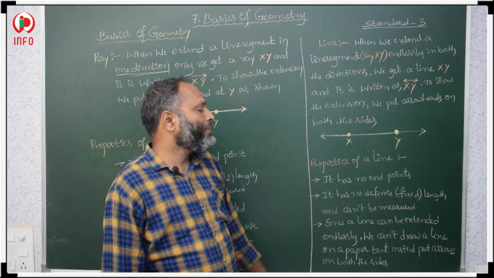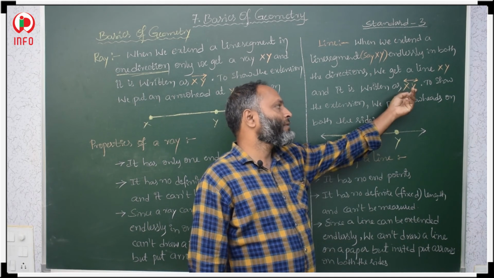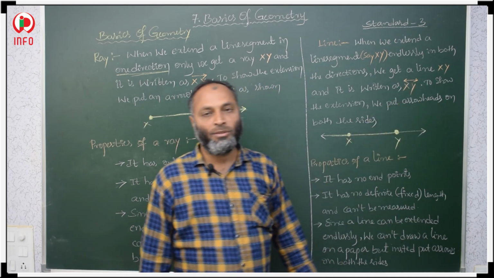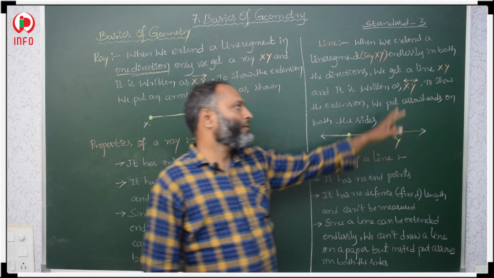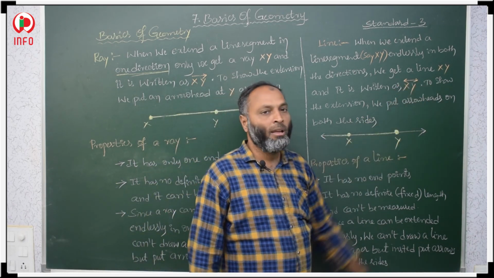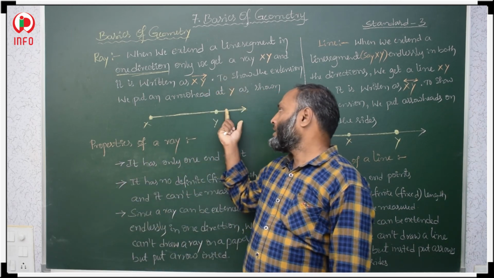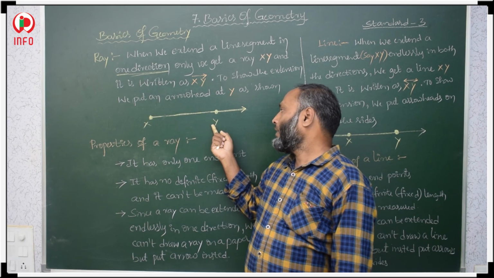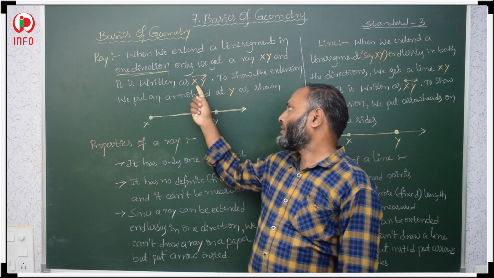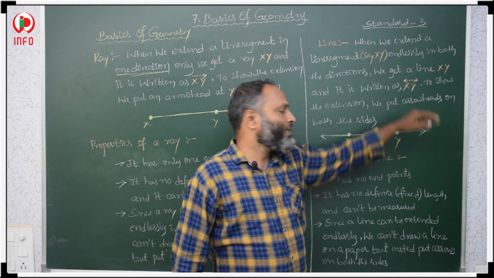Then how to represent a line? XY is a line. We represent XY by taking a two-sided arrow. Two arrowheads we have to keep: on X also and on Y also. But in a ray we keep the arrowhead only on Y, in the Y direction. Here we have to show arrowheads in both directions.